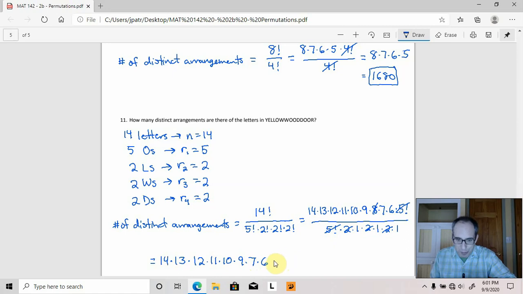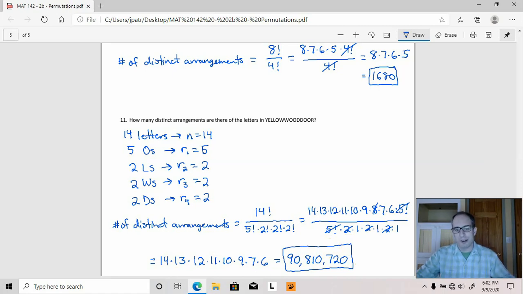All right, if you multiply that out, what you get, and this is one there's no way I could possibly do in my head, 90,810,720. So, a huge number of different ways that you could arrange the letters in yellow wood door. And in a way, it's almost like you don't really expect it, because you look at it and it's like there's so much repetition in there. It doesn't seem like there'd be that many options, but there are.